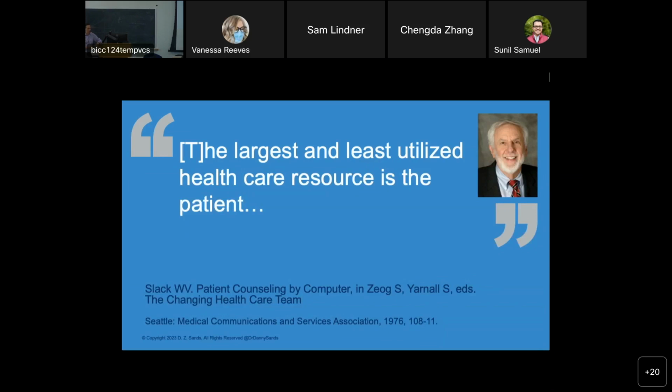One of my mentors, a colleague of Bill and mine, Warner Slack, who's since been deceased, wrote, "The largest and least utilized healthcare resource is the patient."